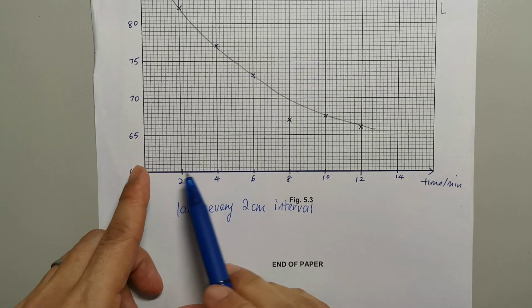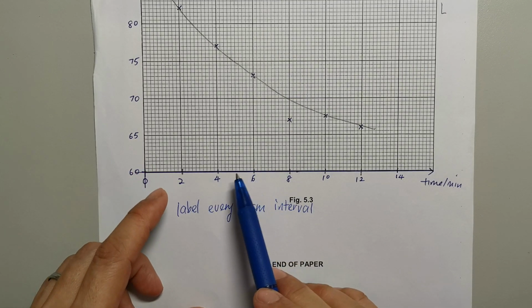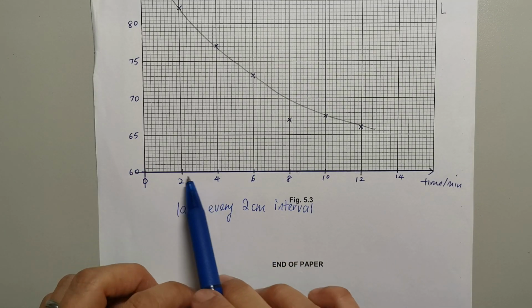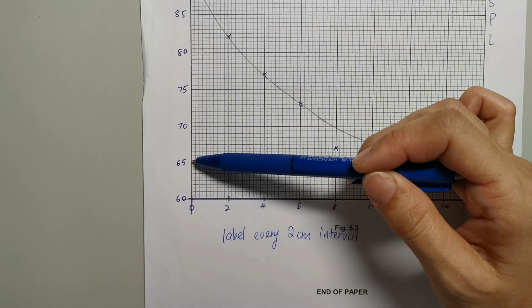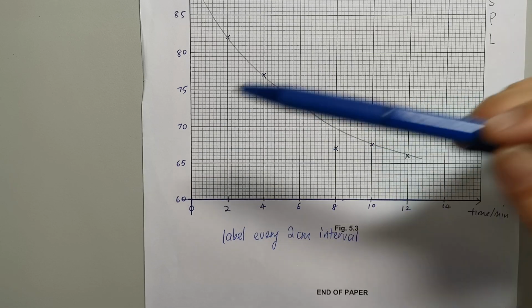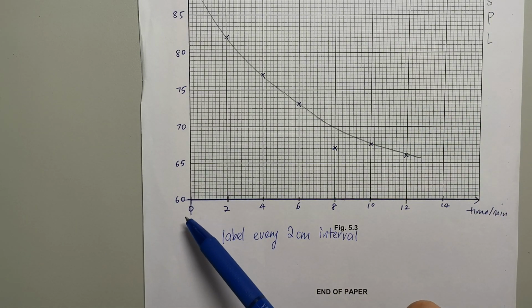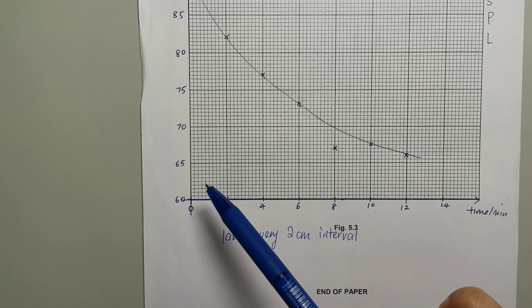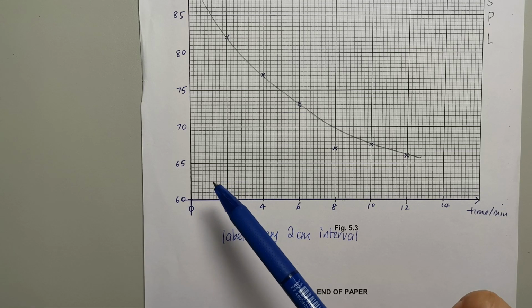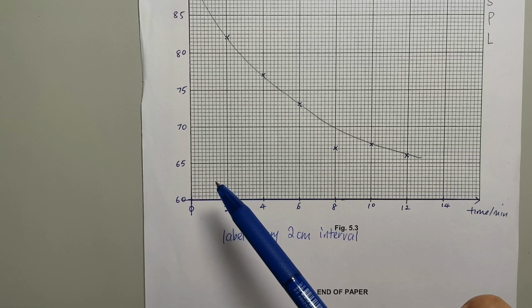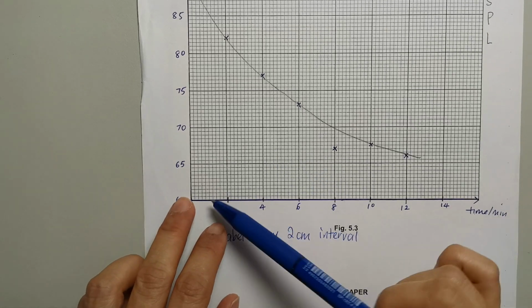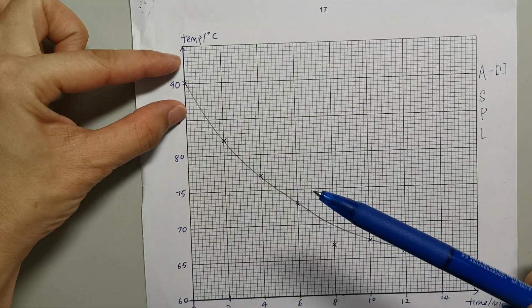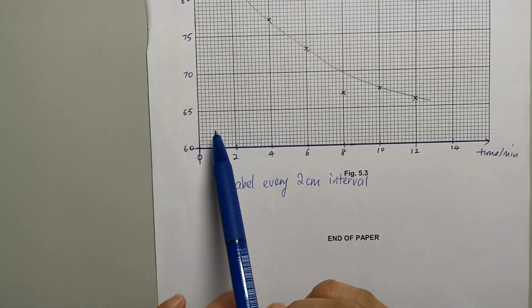because if you label only every 4 cm, then you are more likely to make mistakes when you are reading the coordinates. And on the other side, it is actually an interval of 5. You do not need to start from 0, because the smallest reading that is given to you is 66, right? So if you start from 0, your graph ends up being very, very small over here. So you don't have to start from 0.